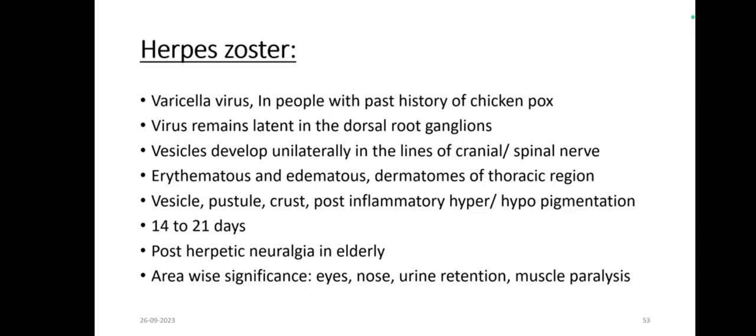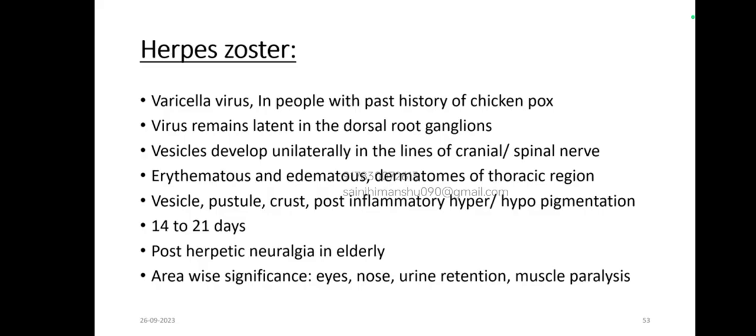If it affects the nerves related to the eyes and nose, there are all the chances of losing those organs. If it occurs on the ophthalmic branch of the trigeminal nerve, there are all the chances of losing eyesight. If it affects the olfactory nerve, there can be a chance of losing smell perception. If it is on the sacral plexus, we can find urine retention, and there can also be a possibility of muscle paralysis if other plexuses are involved.